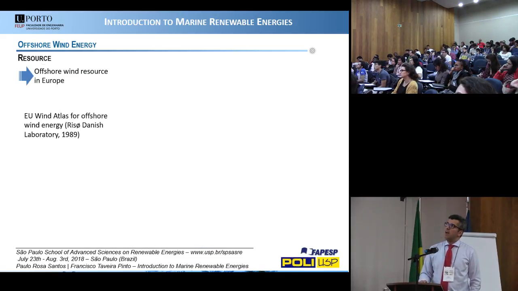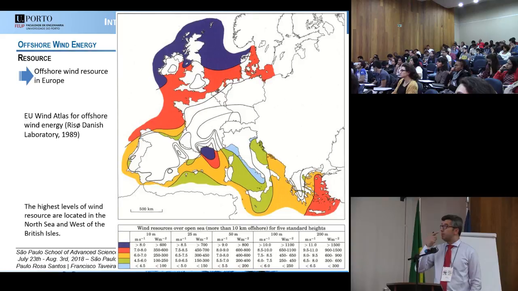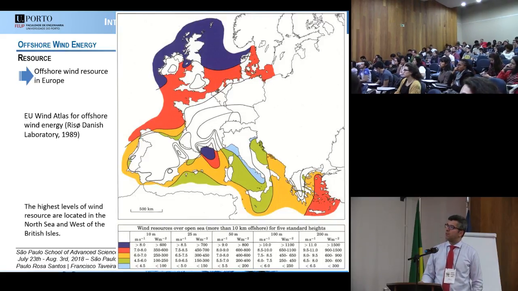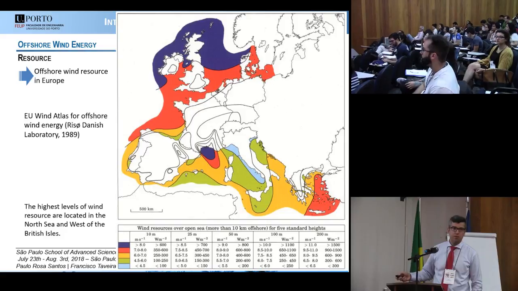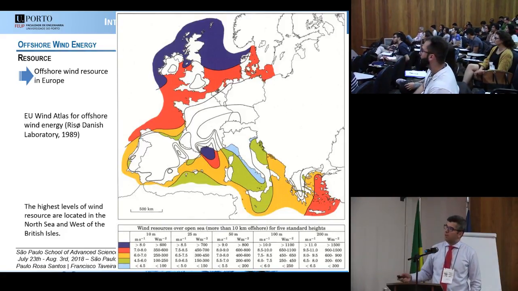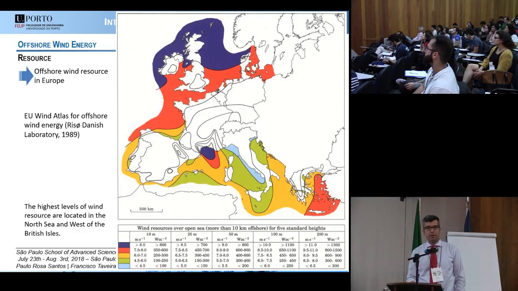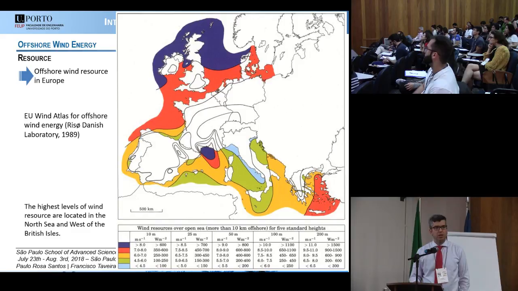In fact, the resource available in the North Sea is high in terms of wind energy. So you can see here that the red and blue colors are associated to high wind speeds. So we have a good wind potential there. And in addition, the water depths, at least in some parts of the North Sea, are not too high. So it is possible to use piles that are fixed in the sea bottom to support the wind turbine. And so we have already some commercial wind parks in the North Sea in operation.